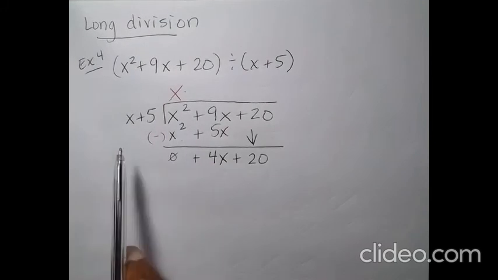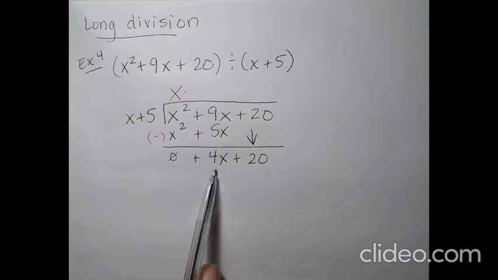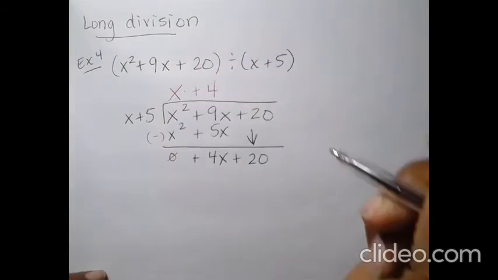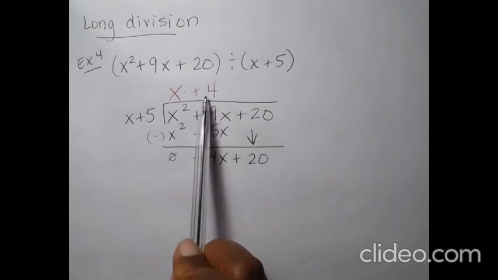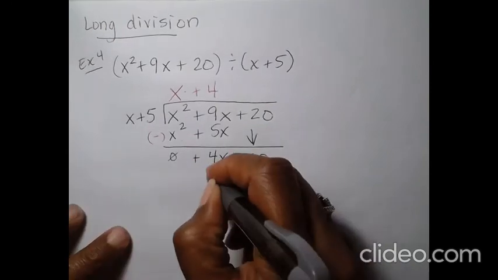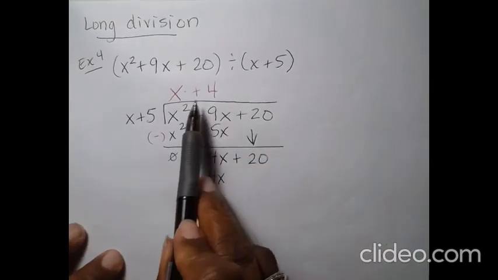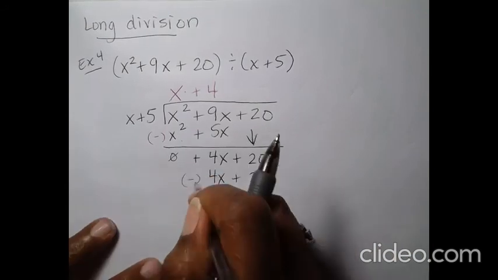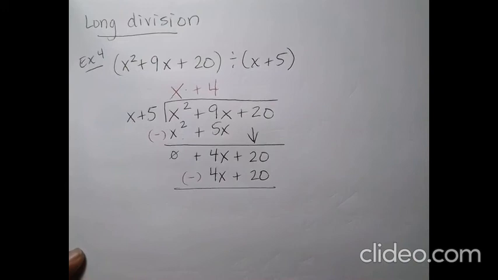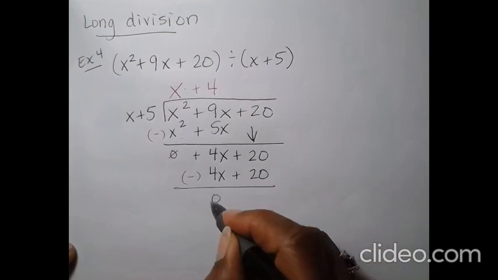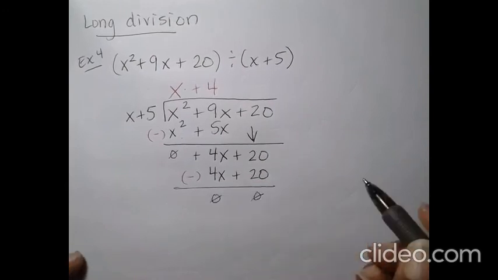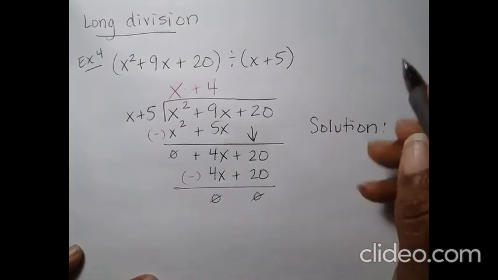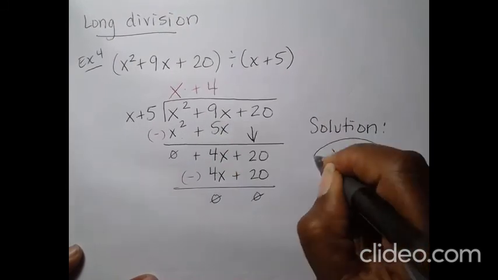So now let's go back over here. X goes into 4x. So what times x gives us 4x? And that is a positive 4. 4 times x gives us 4x. And 4 times 5 gives us 20. Again, we're subtracting these just like we would with long division. 4x minus 4x, 0. 20 minus 20, also 0. So our solution or our answer is just what we have in the quotient, which is x plus 4.